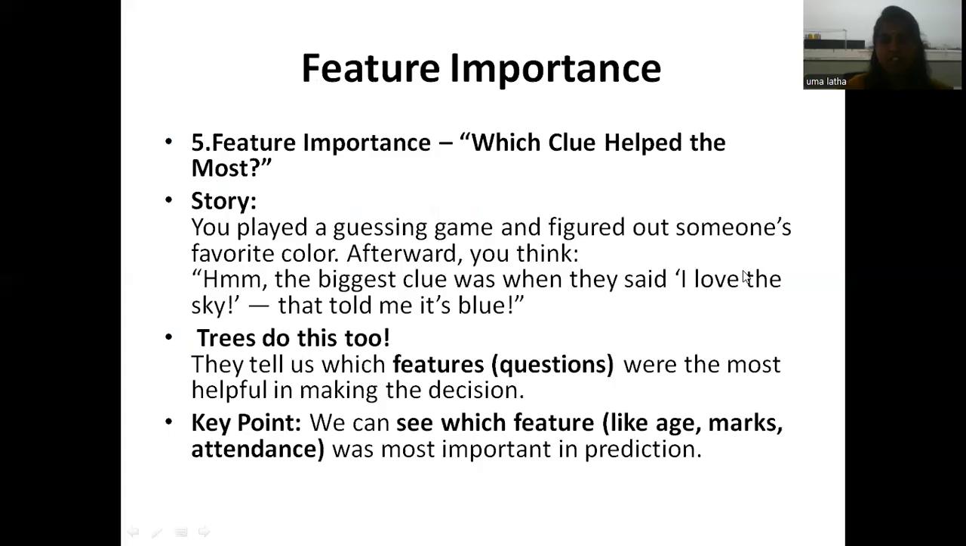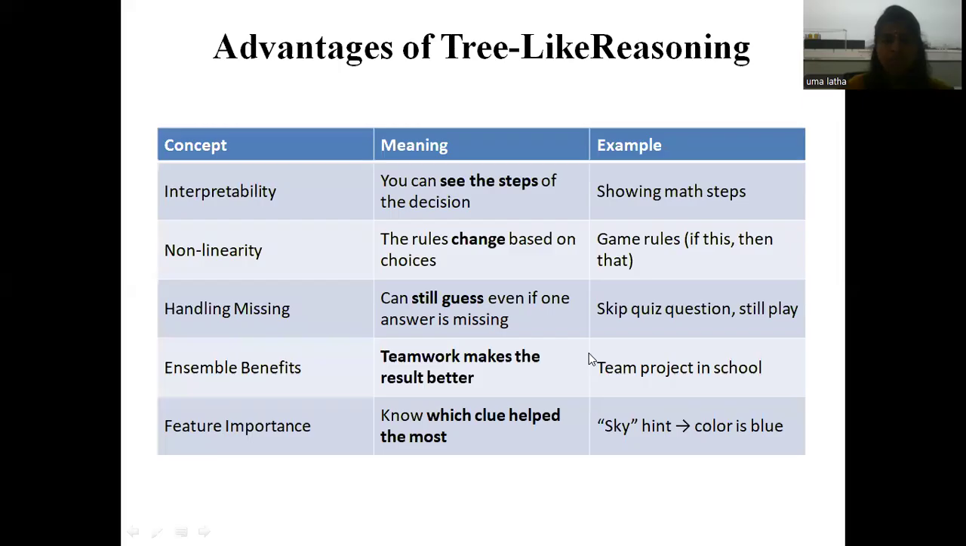The final one is feature importance. Feature importance, which clue helped the most? The story behind this: you played a guessing game and figured out someone's favorite color. Afterward, you think, the biggest clue was when they said, I love the sky. They told me it's blue. Trees do this too. They tell us which features or questions were the most helpful in making the decision. The key point is we can see which feature, like age, marks, attendance, was most important in prediction.